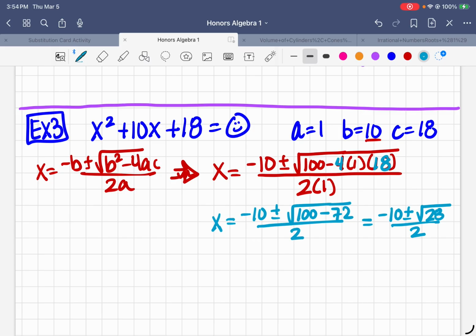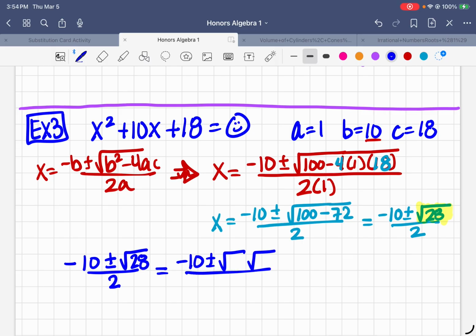If you can't simplify anything, your answer would be finished. However, we can simplify at least the square root of 28. We've talked about simplifying before, so I'm going to do my simplifying over here. Negative 10 plus or minus the square root of 28 over 2. I know that there's a perfect square factor of 28, and that's 4, 4 times 7. So what I end up with is negative 10 plus or minus the square root of 4, which is 2, times the square root of 7, all over 2.